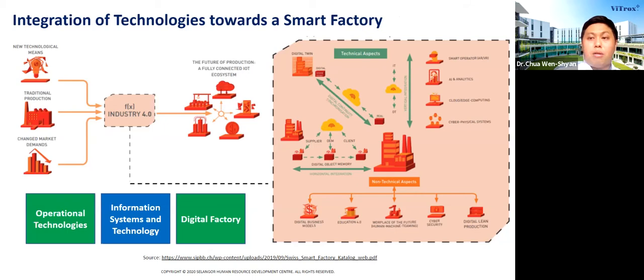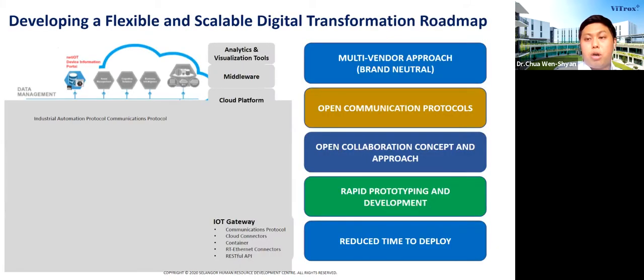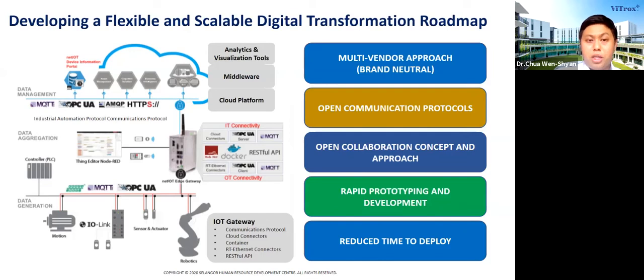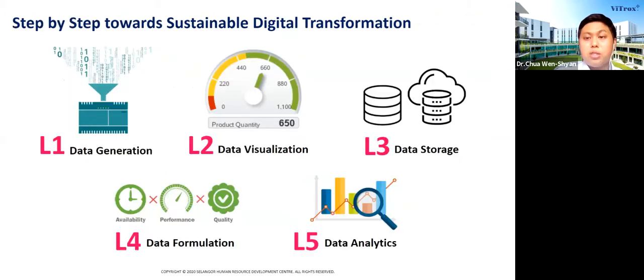Then the next slide, we'll talk about the five key concepts of the framework of digital transformation, where we talk about brand neutral connectivity, open communication concept, open collaboration between all technology partners, rapid prototyping, and of course, reducing the time to deploy. Now, the step-by-step approach in the next slide includes basically the maturity levels, right? It's good to identify where you are today, right? If you have not much data, you start off at level 1, and then slowly you go up to level 5, which is data analytics.